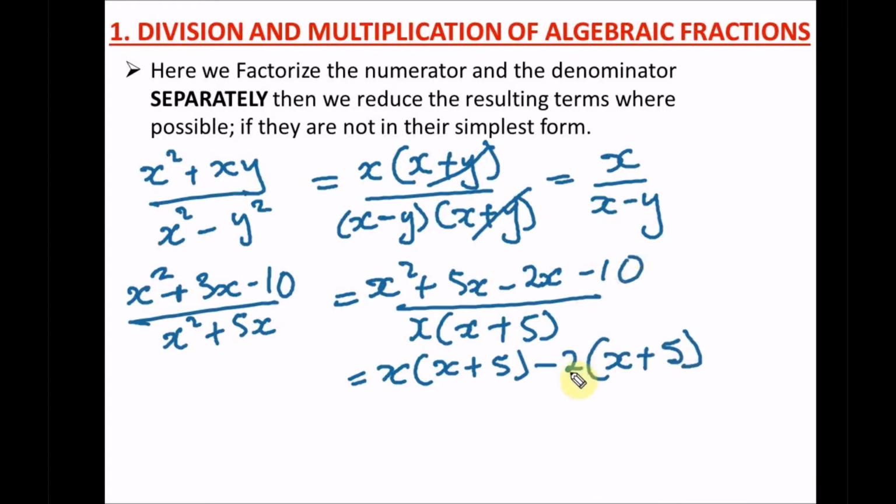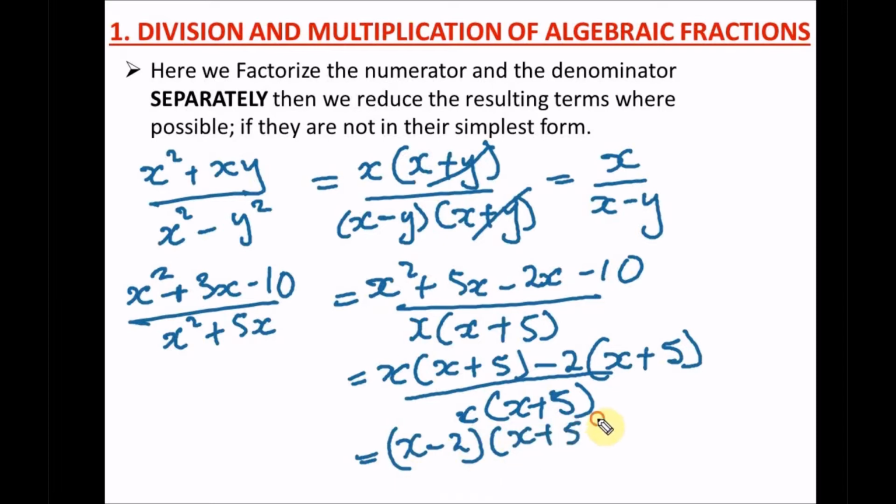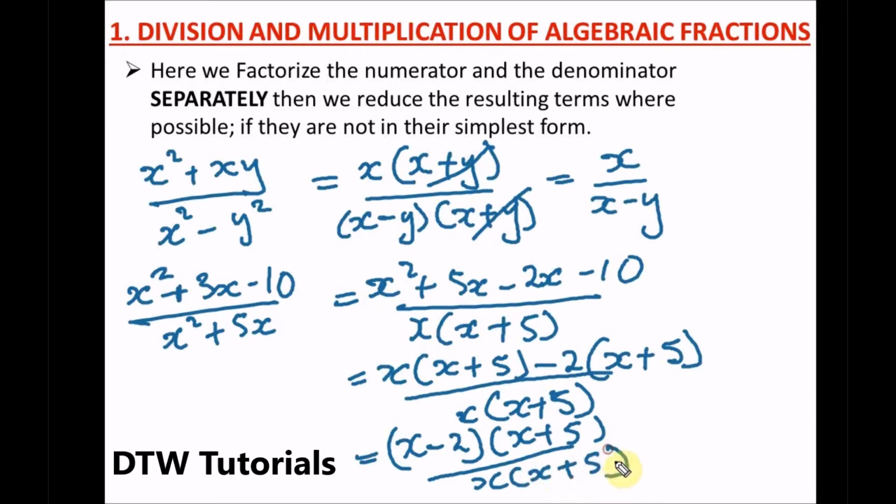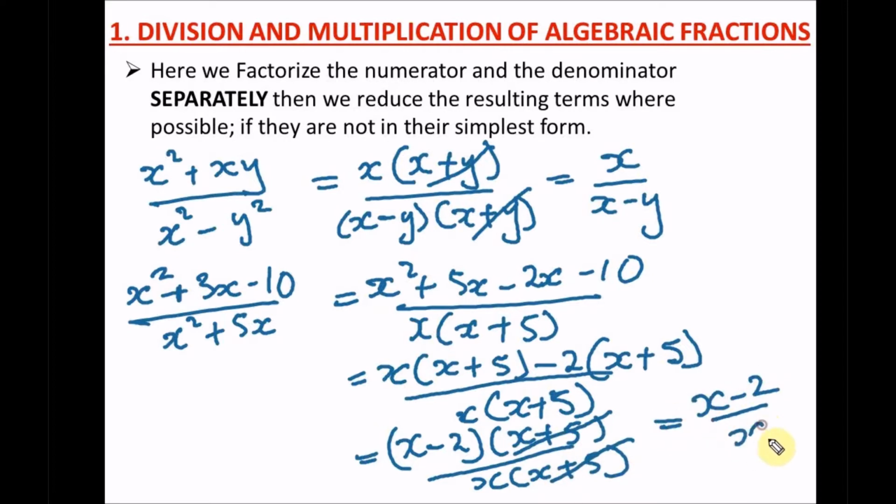And we're left with 5 here, because 10 divided by 2 is 5. When we open up this bracket, we still get minus 2x minus 10. So we divide by x bracket x plus 5. We have x minus 2 bracket x plus 5 divided by x bracket x plus 5. This will cancel out this, and we're left with x minus 2 divided by x. So this is our answer.